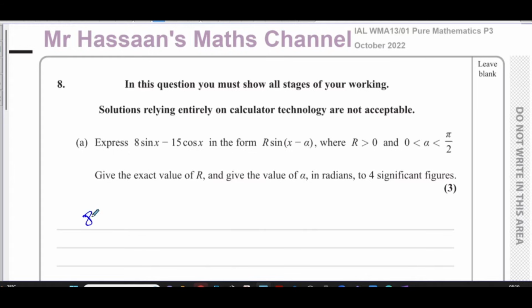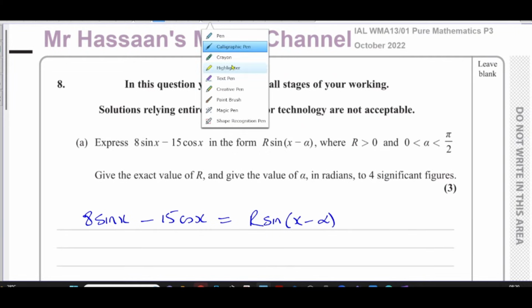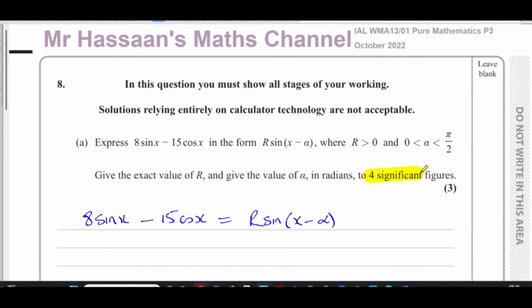So we have to take 8 sine x minus 15 cosine x, and express it so that it's identical to r sine x minus alpha, where r is positive and alpha is an acute angle between 0 and pi/2, or 90 degrees. Give the exact value of r and give the value of alpha in radians to 4 significant figures. So we have to take note of that. Normally we write things to 3 SF unless otherwise stated. Here we have otherwise stated.